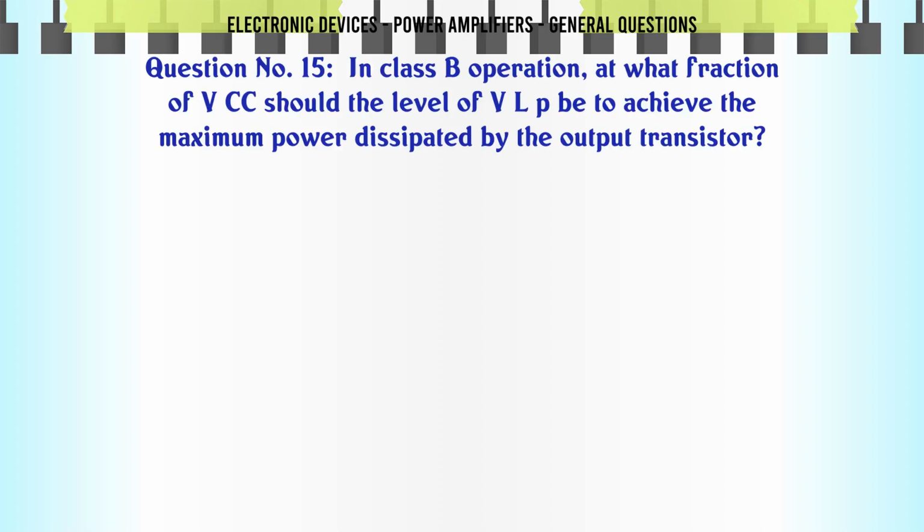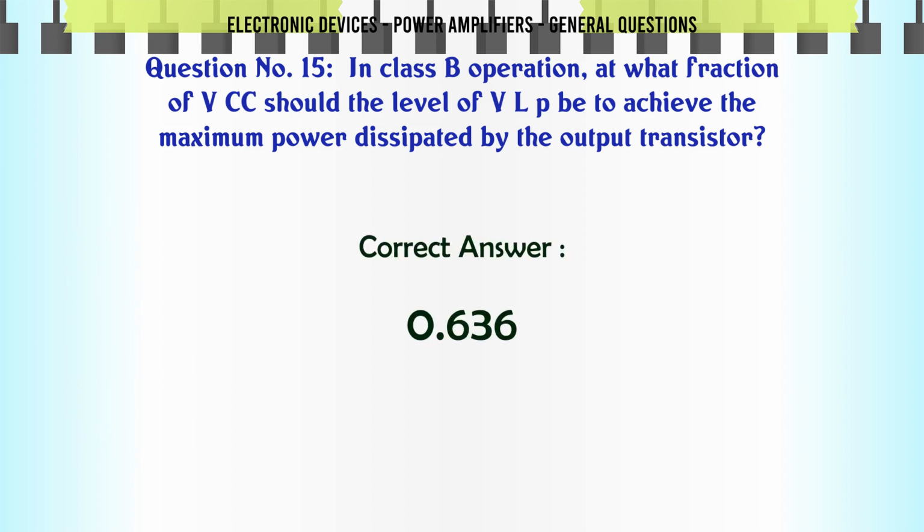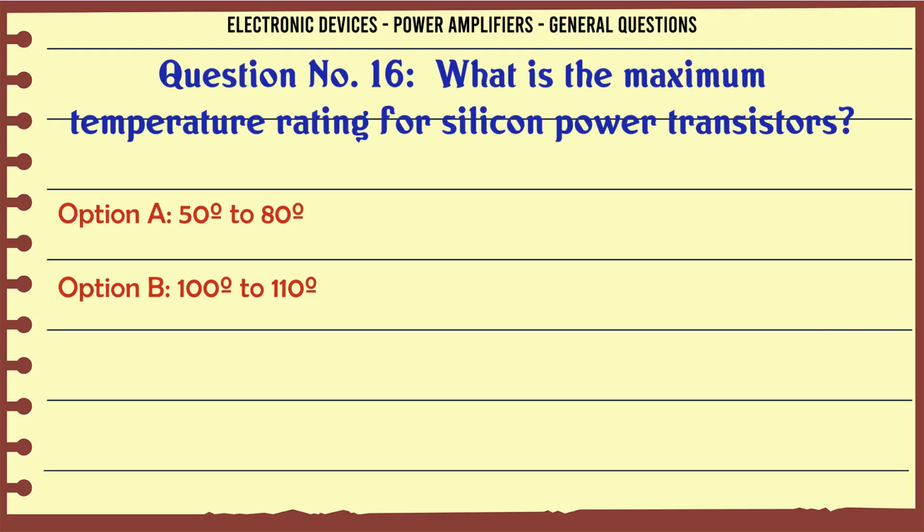In Class B operation, at what fraction of VCC should the level of VL(peak) be to achieve the maximum power dissipated by the output transistor? A. 0.5, B. 0.636, C. 0.707, D. 1. The correct answer is 0.636.